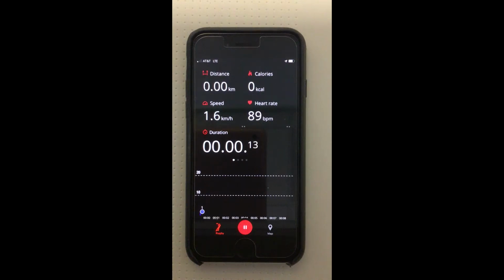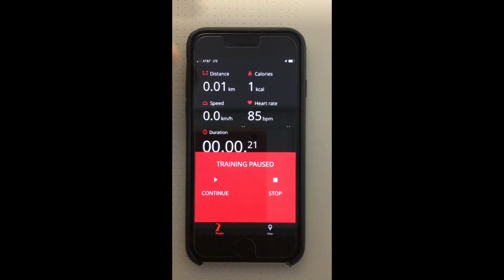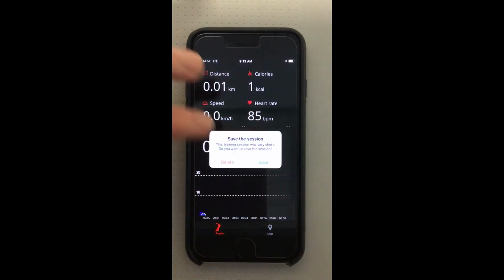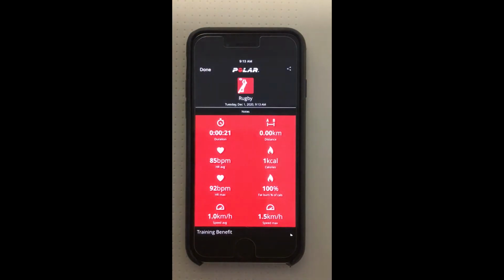The purpose of this fourth and final video is to instruct on interpretation of the session data. So I'm going to stop recording now. Training paused at 21 seconds. And I would want to save the session, and we're going to be done.